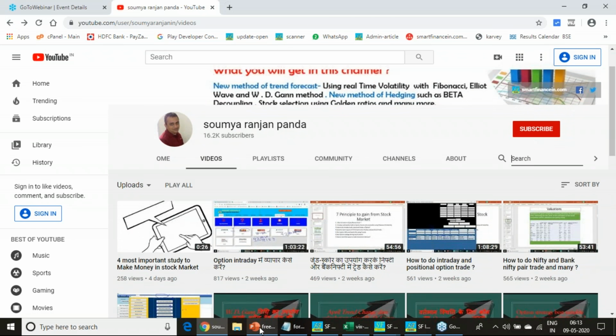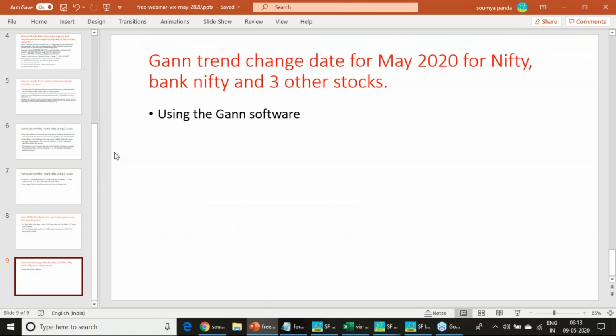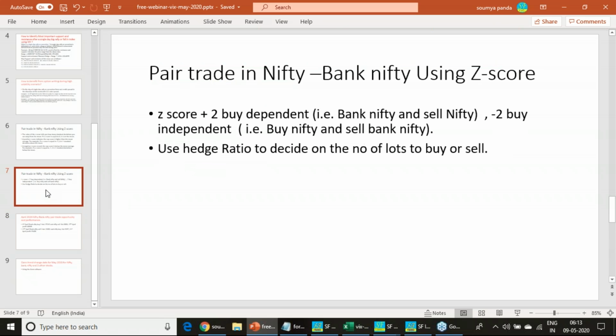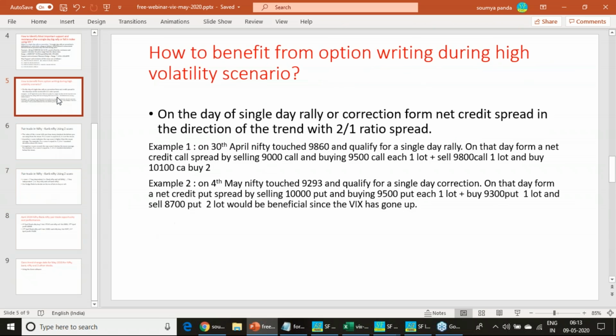So these are the four different concepts you have learned. Experience how GANN's trend reversal dates are going to work for the month of May. Whatever the four counters I have taken, and the April Bank Nifty and Nifty pair trades performance you have seen, if you construct a worksheet and follow it for the month of May, you will be able to get more clarity on that.